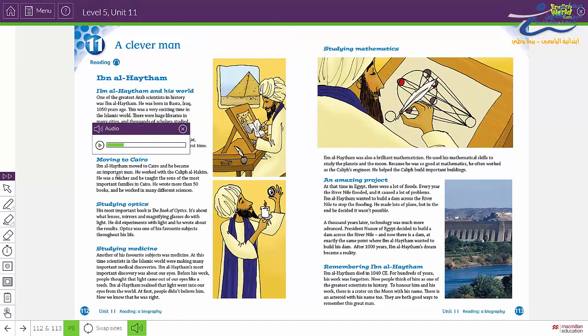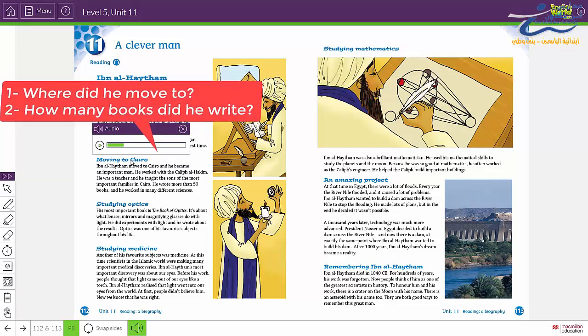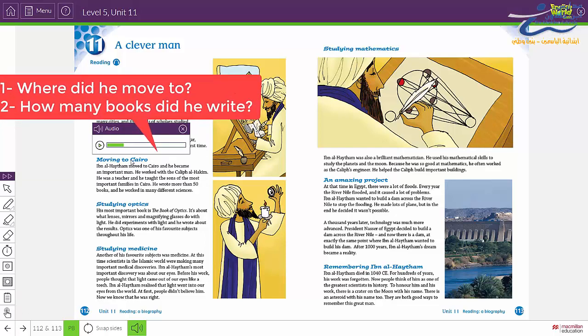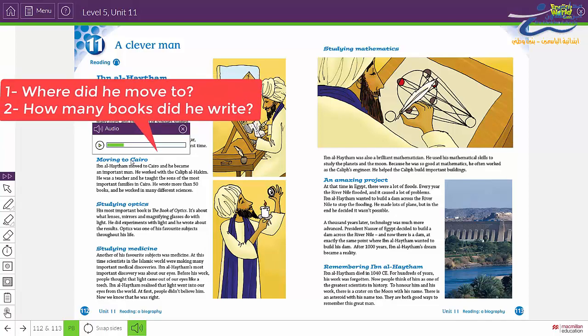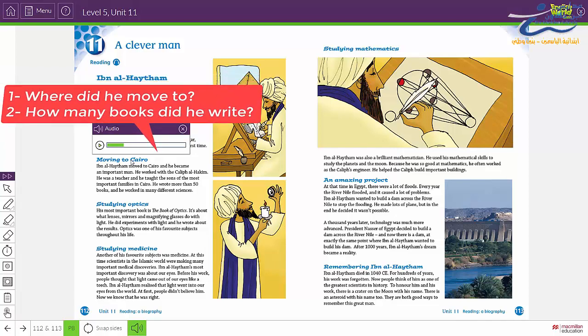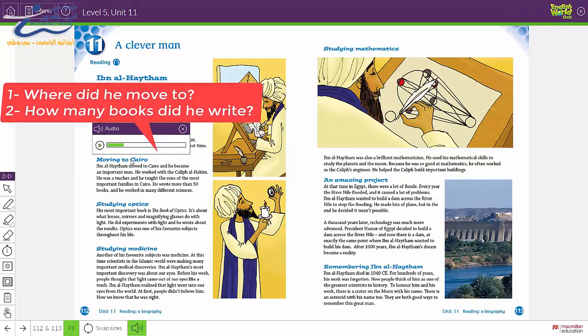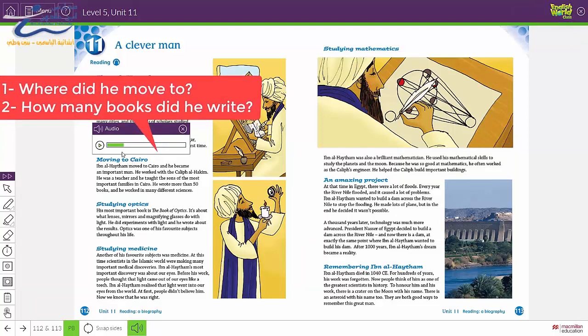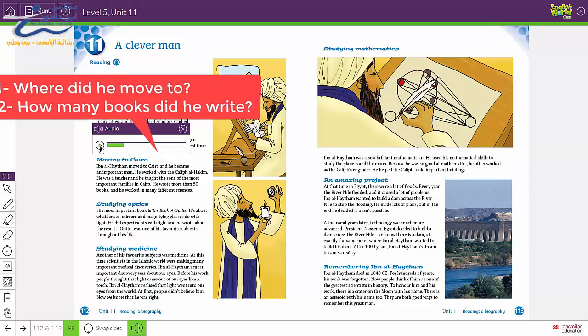Now let's move to the second paragraph, moving to Cairo. Listen and find answers to these questions. Where did Ibn al-Haytham move to? Question 2. How many books did he write? Now listen.